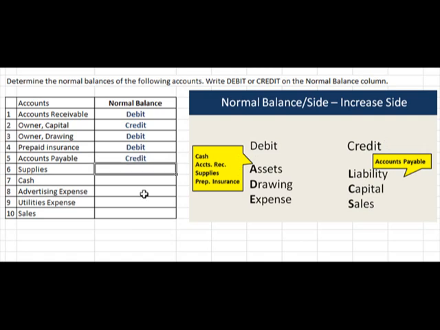Supplies, assets, will be debit. How about cash? Cash is part of the assets, so it's gonna be debit. Advertising expense is an example of expense, so it's gonna be debit, normal balance. Utilities expense, same as advertising expense, is an expense, so it will be debit.